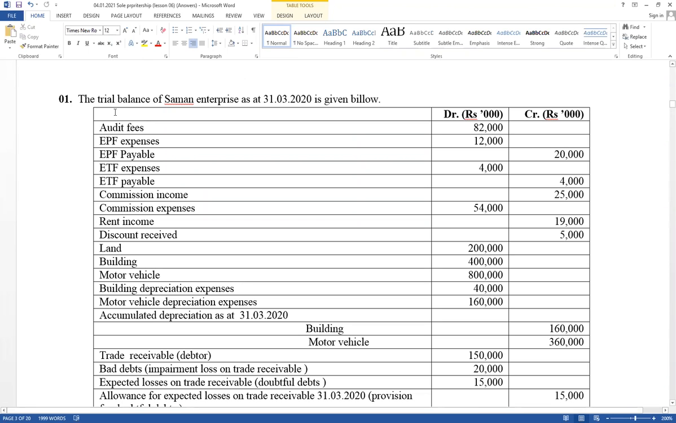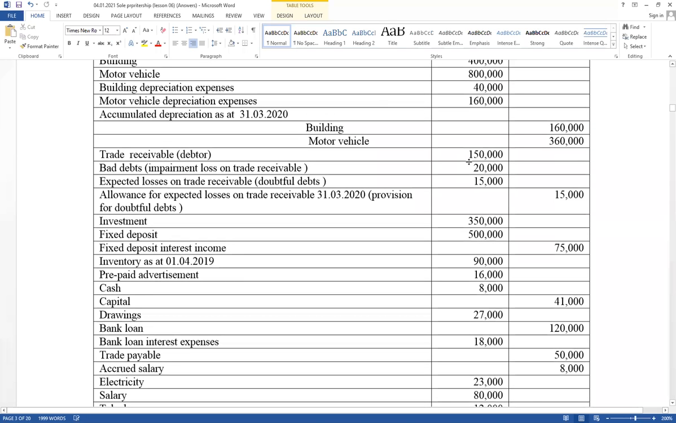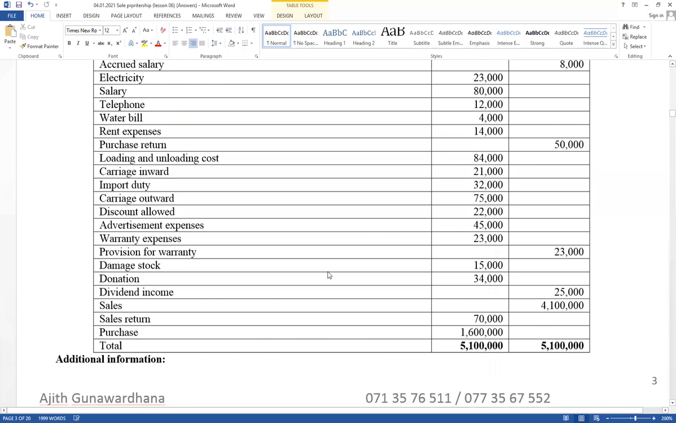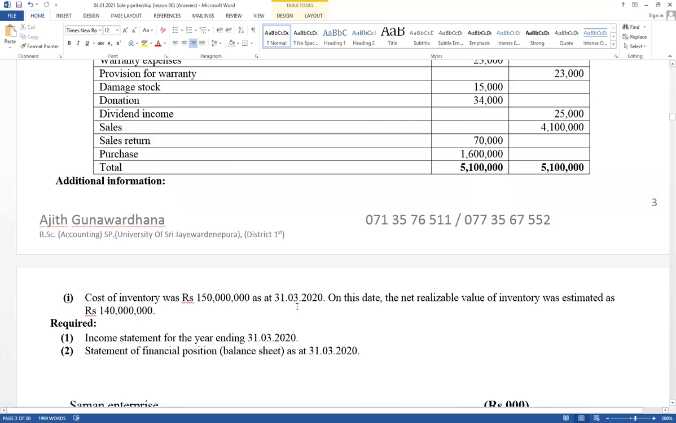Now think about this example, question number 1. It has given a trial balance. On the debit side, expenses and assets are available. Normally, income, equity, and liability are available on the credit side. Therefore, the trial balance we have discussed already. We should start from the additional information. Those are not recorded yet. Double entry system should be applied.